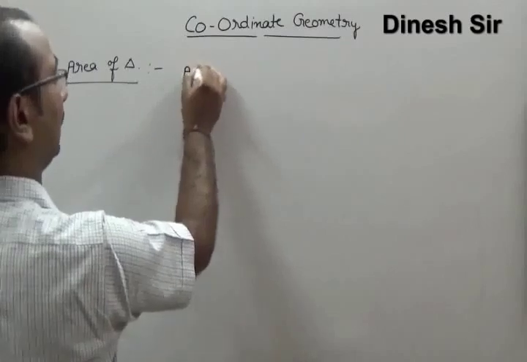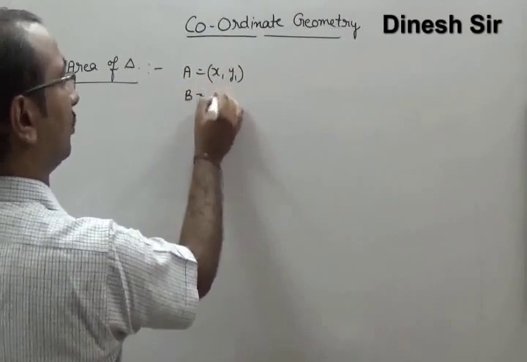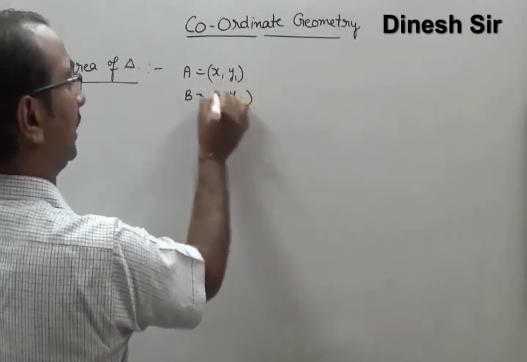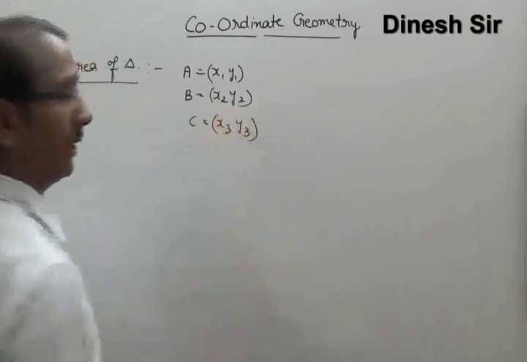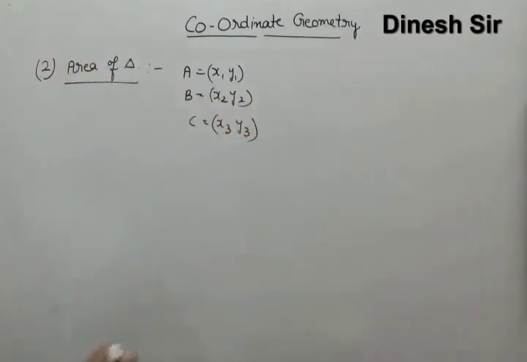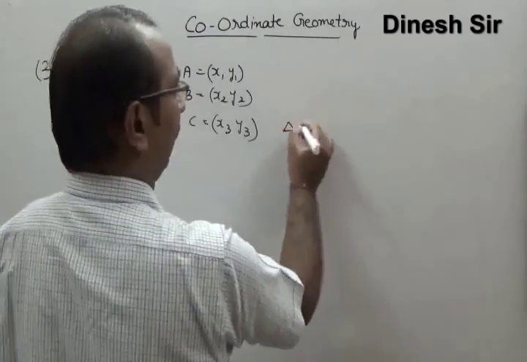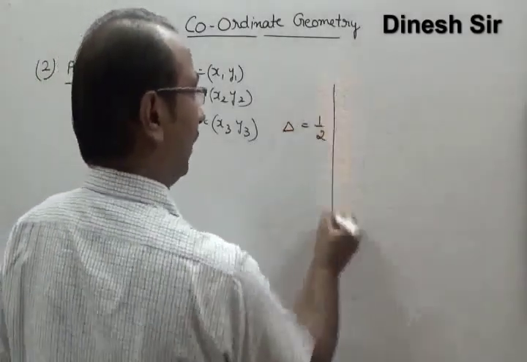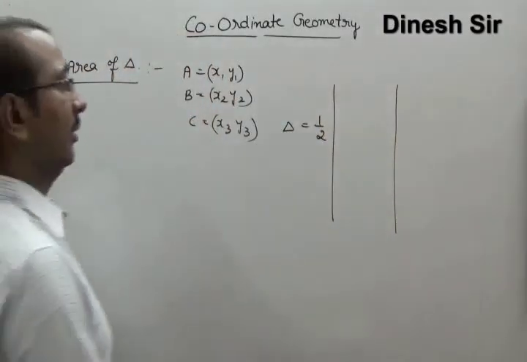Suppose A is given as (x1, y1), point B is given as (x2, y2), and point C is given as (x3, y3). And we have to find out the area of the triangle. In order to find the area, there may be a number of strategies, but the simplest strategy that we can take is to write all the points in this format. Outside, we take 1 by 2, and we start to write all the points.